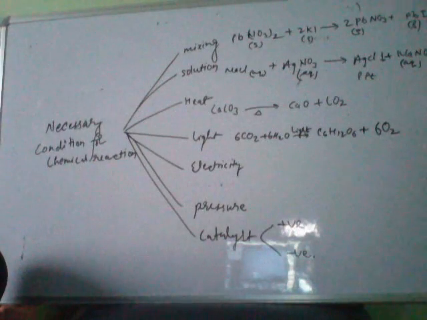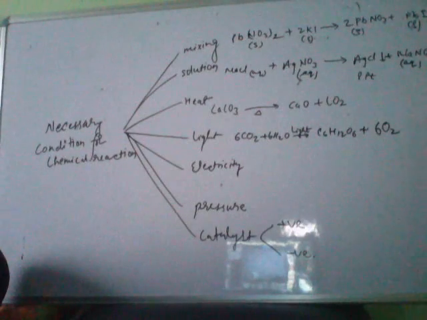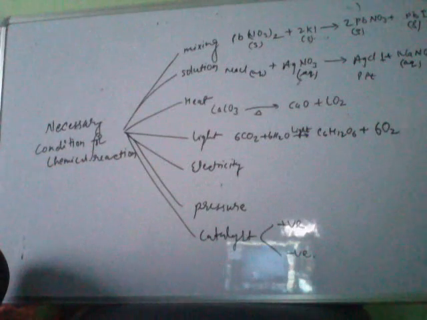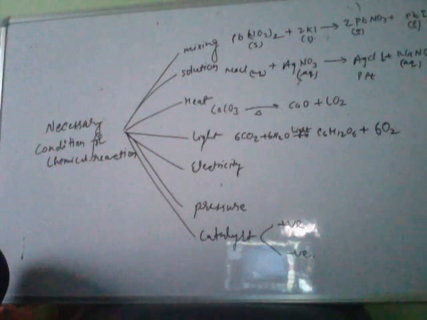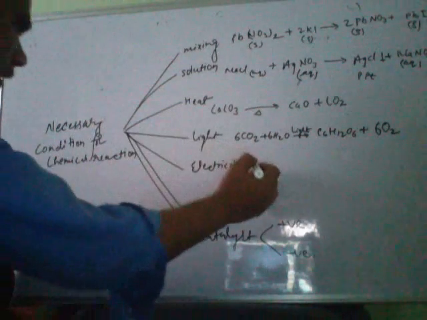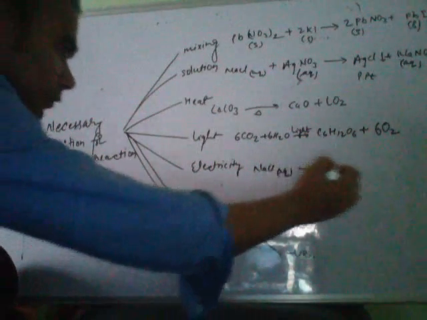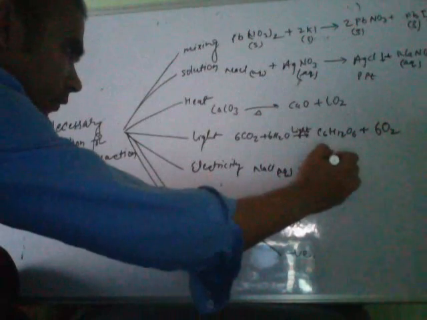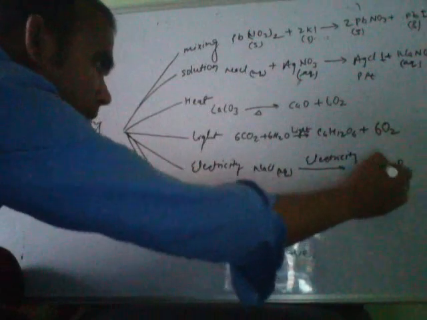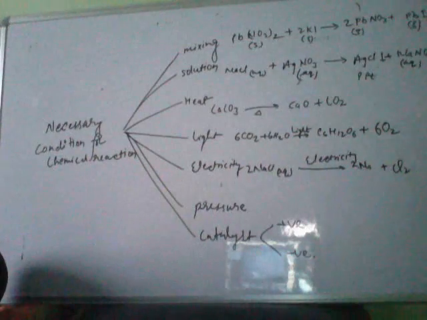When you talk about electricity, few chemical reactions are there in which electricity is compulsory. Without electricity the reaction would not take place. For example, if you are decomposing NaCl in aqueous form and passing electricity, you will get Cl2 plus 2Na, here you take 2 molecules. So this is what electricity does.